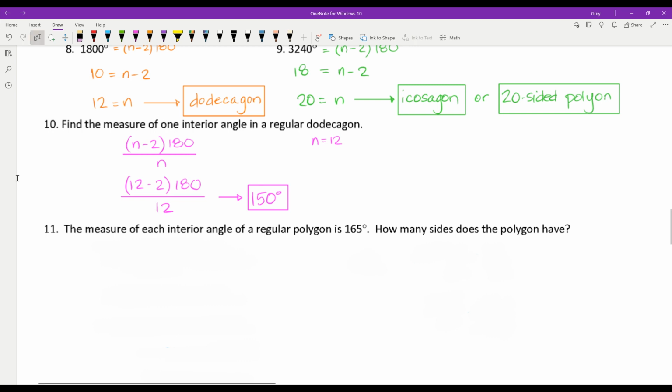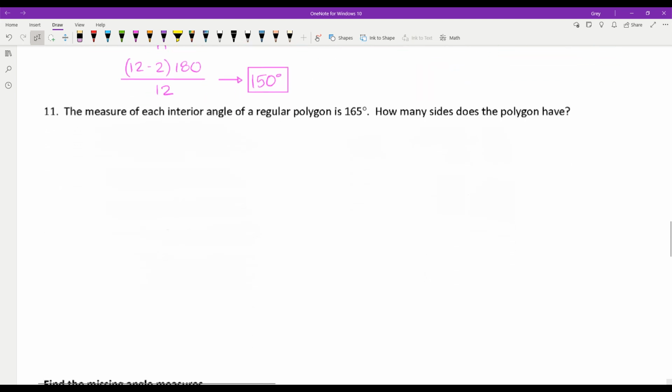Number 11, find the number of sides. The measure of each interior angle of a regular polygon is 165. How many sides does the polygon have? So if you take that formula we were just talking about, n minus 2 times 180 over n, you're going to set it equal to 165. And you got to solve that. So I'm going to multiply both sides by n. Then I'm going to distribute my 180. So that'd be 180n minus 360 equals 165n. Then I'm going to subtract my 180n, get negative 360 equals negative 15n, divide by negative 15, and n equals 24.